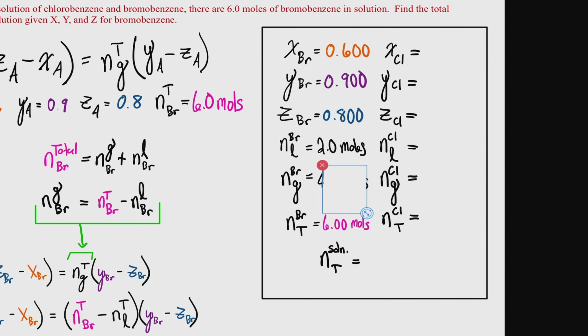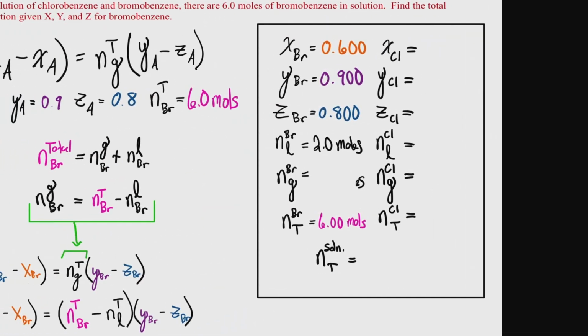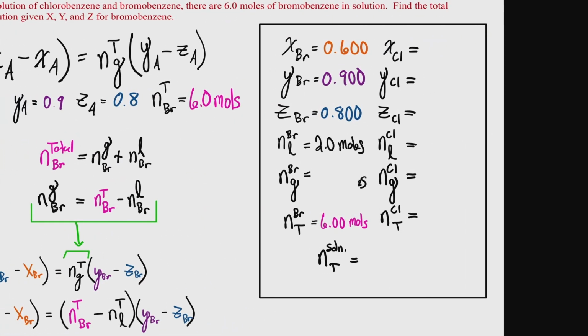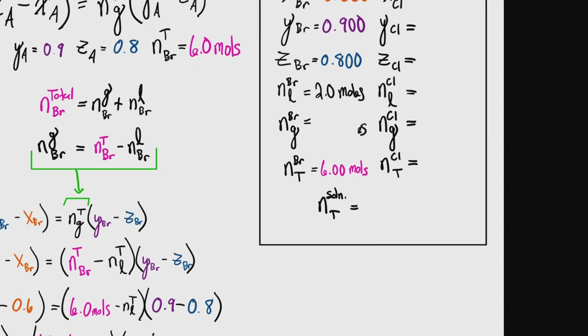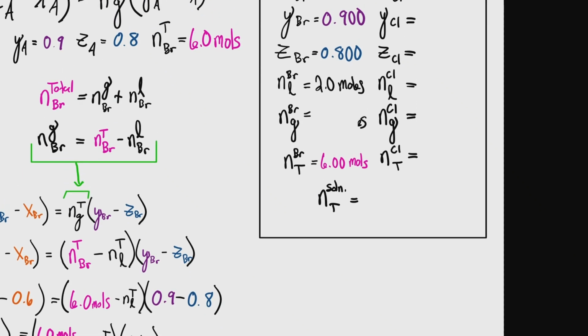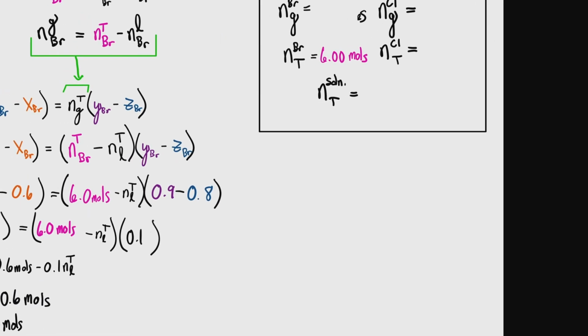Let me just make this a little smaller. So now, as you can tell, we see that we have X, Y, Z. We now have the liquid form of bromobenzene. We also have the total moles of bromobenzene. So the next step is to find the total moles of gas of bromobenzene, which we're going to do by taking the total moles minus the liquid moles equals the gas moles. And we can see that down here.